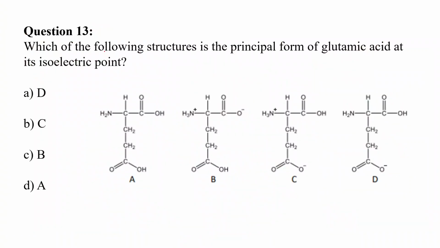Okay, moving to the next question. Which of the following structures is the principal form of glutamic acid at its isoelectric point? I told you what an isoelectric point is in the last class. Again I will explain. The pH at which the amino acid will have neutral charge, that is charge 0, is its isoelectric point. At that particular pH, the net charge on the amino acid will be 0. Now tell me which of the following structures has the net charge 0?